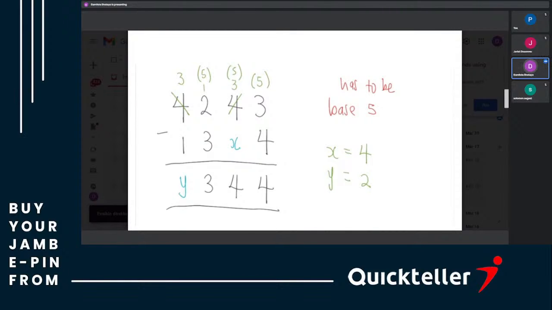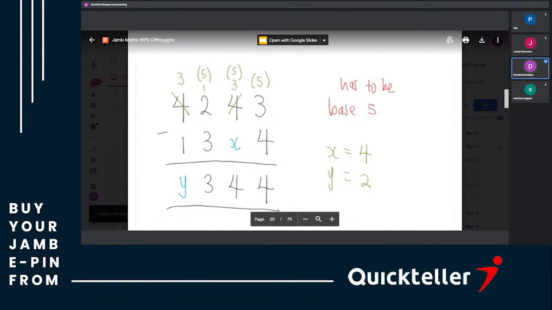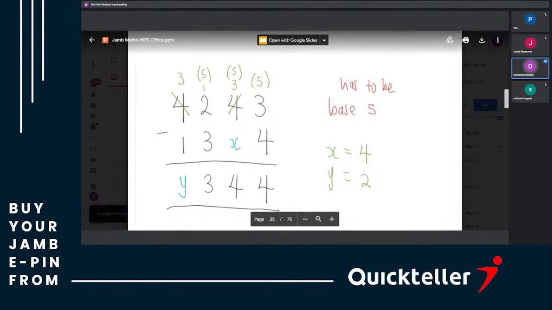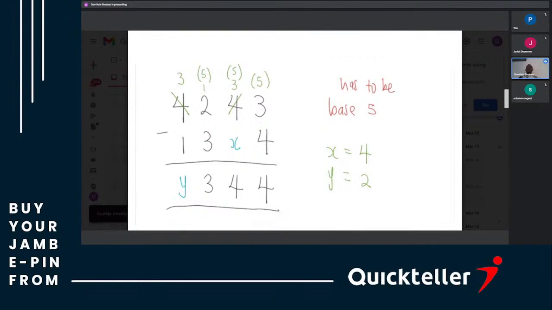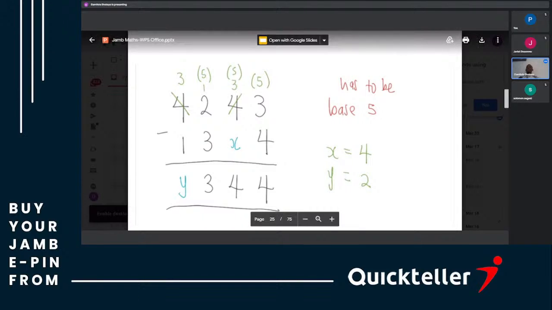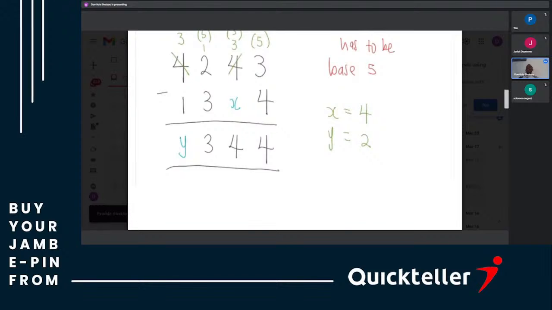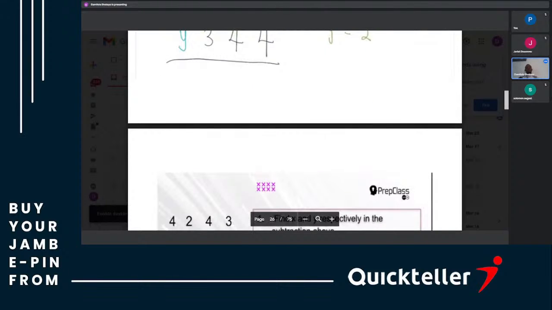Now, I'm left with 1 here. Borrow 1 from 4, it will remain 3 normally. But when the 1 comes over, it will become base 5. Now, 5 plus 1 is 6, sorry. 5 plus 1 is 6. 6 minus 3 will give me 3 as my answer. Can you see that? That's correct. Then I'm left with 3 here. Now, 3 minus 1 is 2. That's why my y is 2 and my x is 4. And that is the answer.